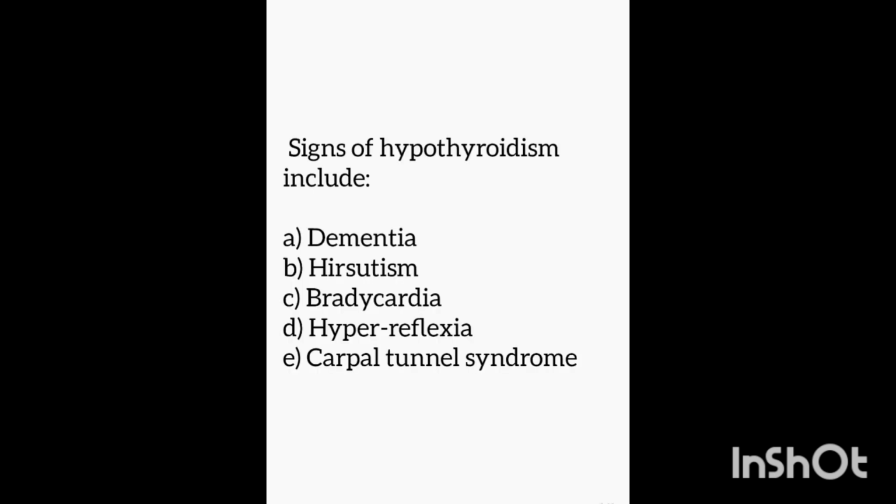Signs of hypothyroidism include: A. Dementia, B. Hirsutism, C. Bradycardia, D. Hyperreflexia, and E. Carpal tunnel syndrome. So from these ones, A, dementia is correct, B is wrong, bradycardia, we spoke about it, it's correct, D, that's for hyperthyroidism, E, carpal tunnel syndrome is correct, because when we have weight gain, for example, secondary to hypothyroidism, then we've got compression of the nerve in the wrist, and that causes our carpal tunnel syndrome.